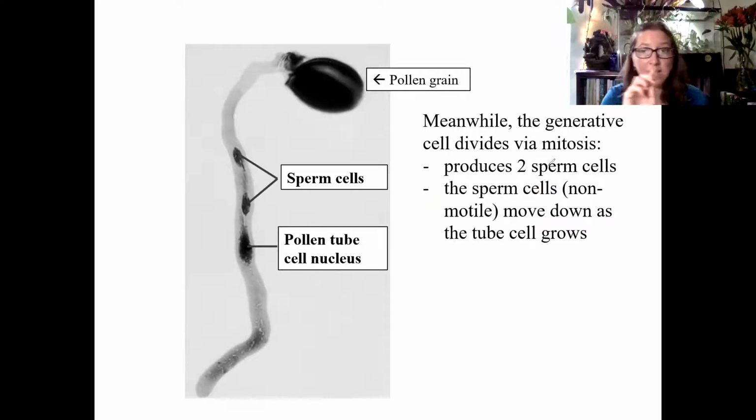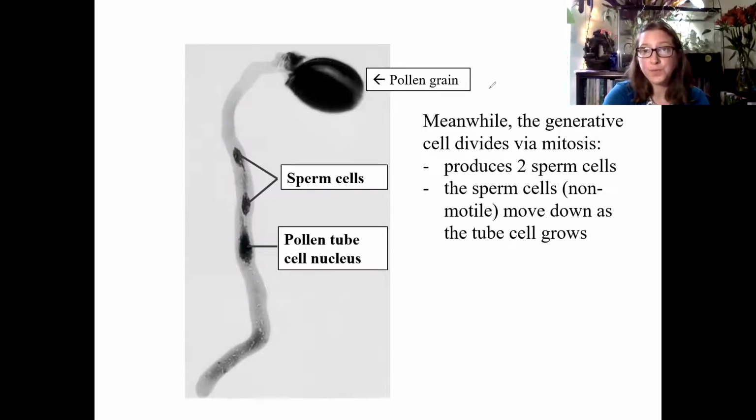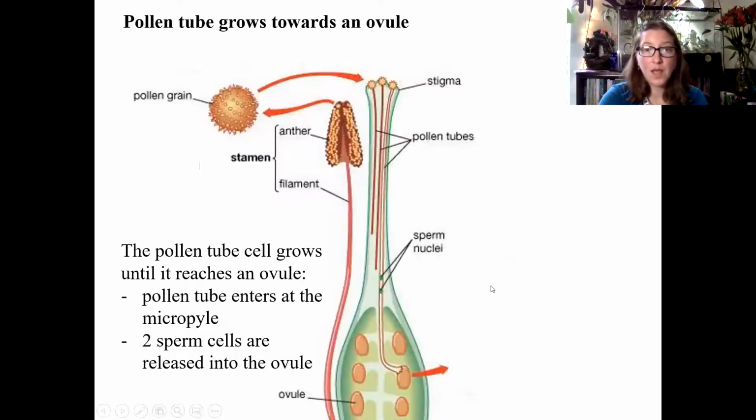And these sperm cells can't swim anymore. They'll just move down the style into the ovary as the pollen tube cell grows. So the pollen tube cell will just literally bring them down there. Okay.